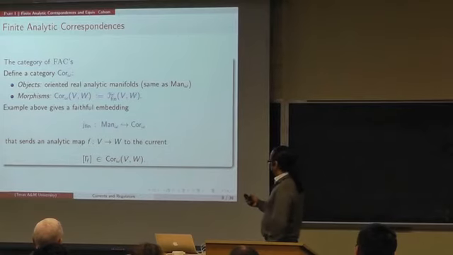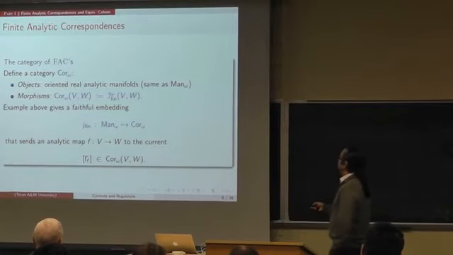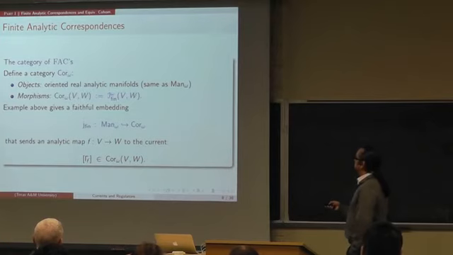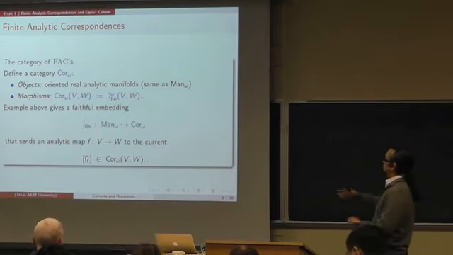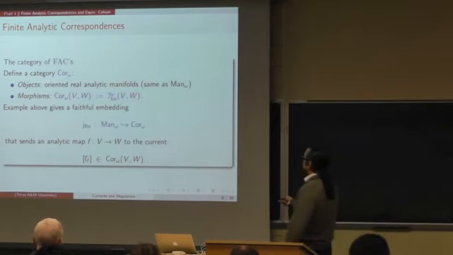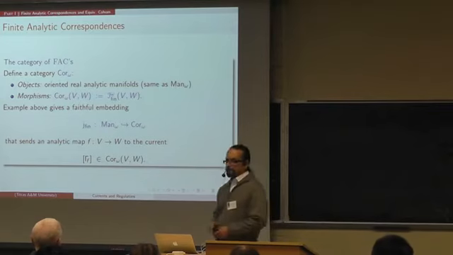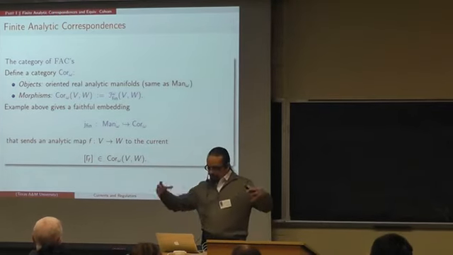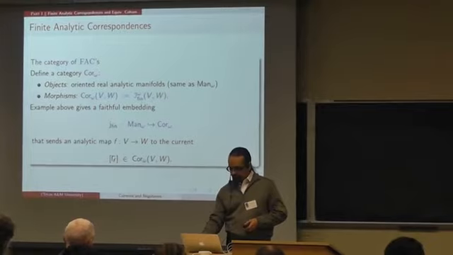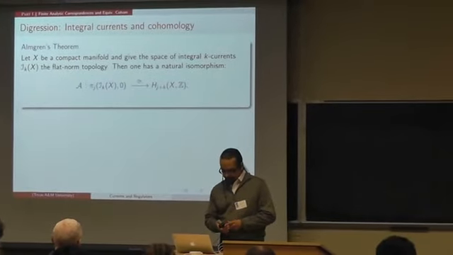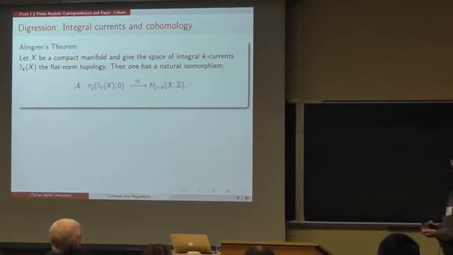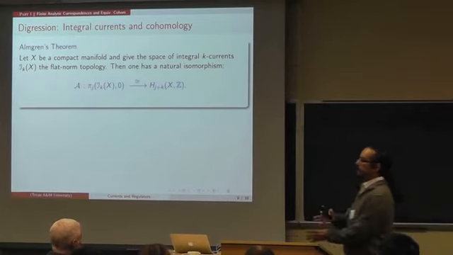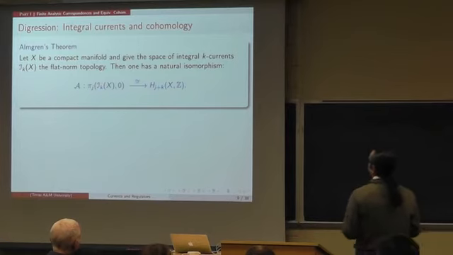And in the example I gave before, I can always send the manifold to itself and send an analytic map to the current defined by its graph, and I have an embedding of these two categories, which is faithful. So I can enlarge manifolds to include those currents, the analytic manifolds. So now let's take a little digression to see why in the world we want to introduce those currents and those things that are sliceable. I'll explain better what that means soon.